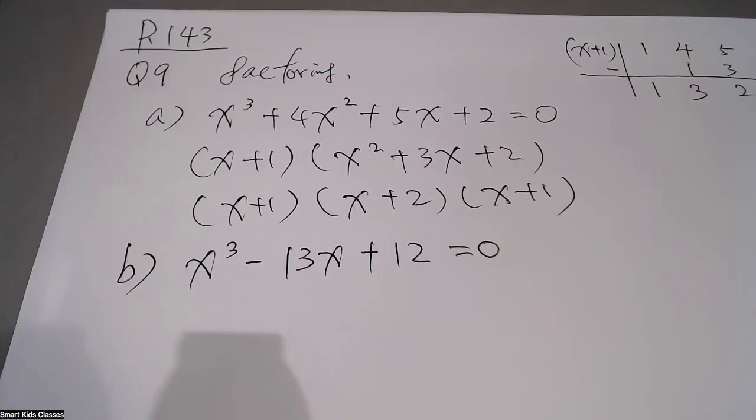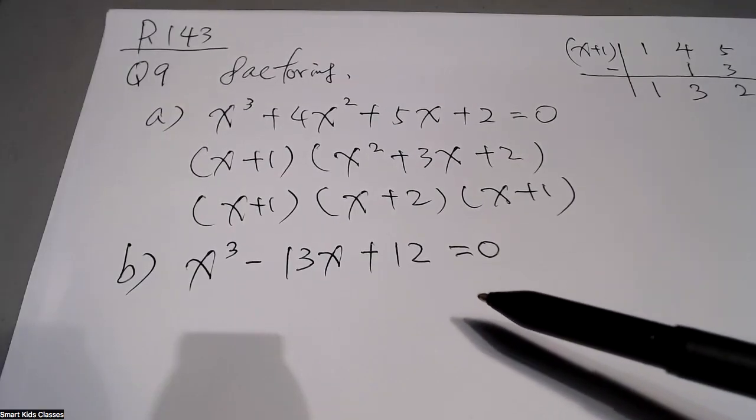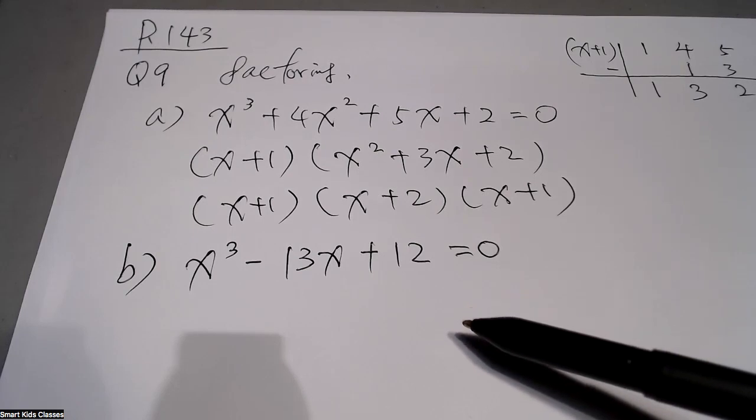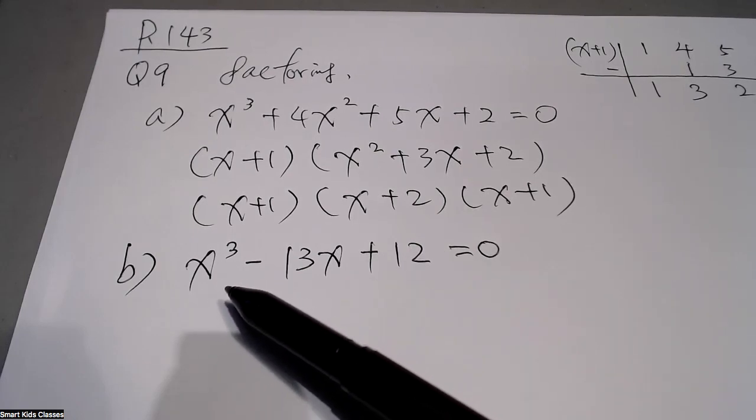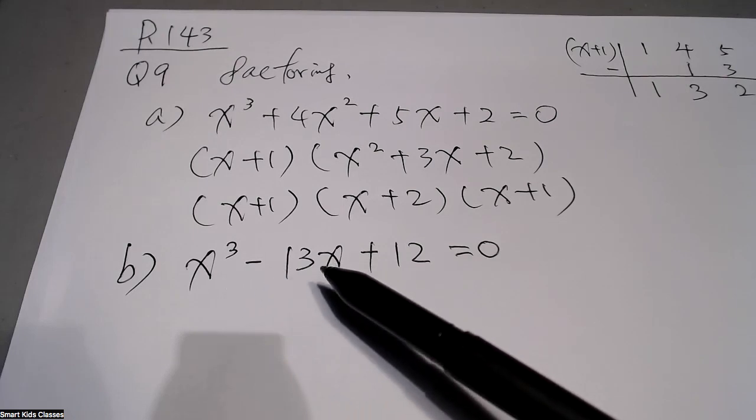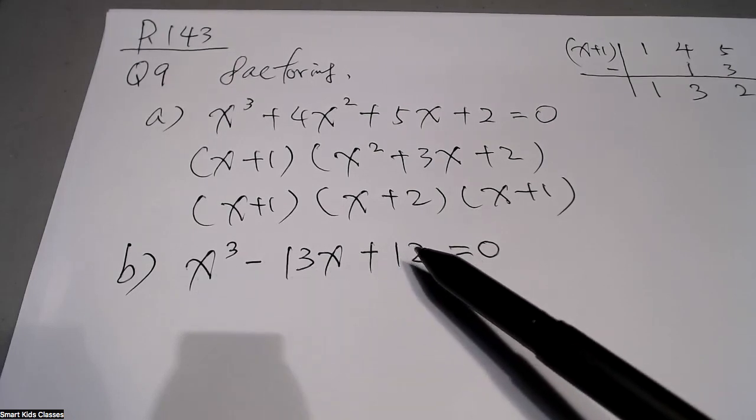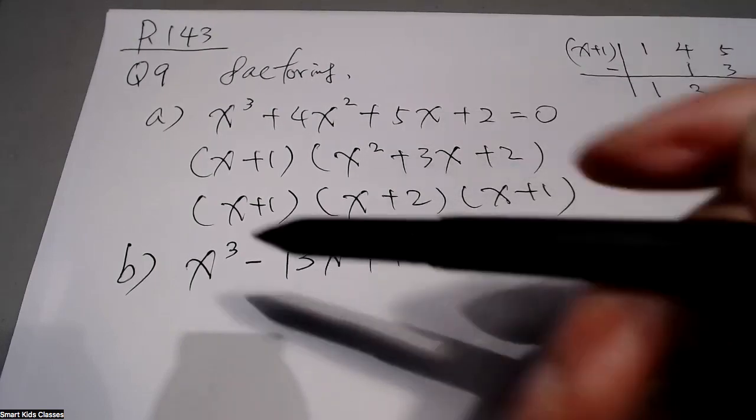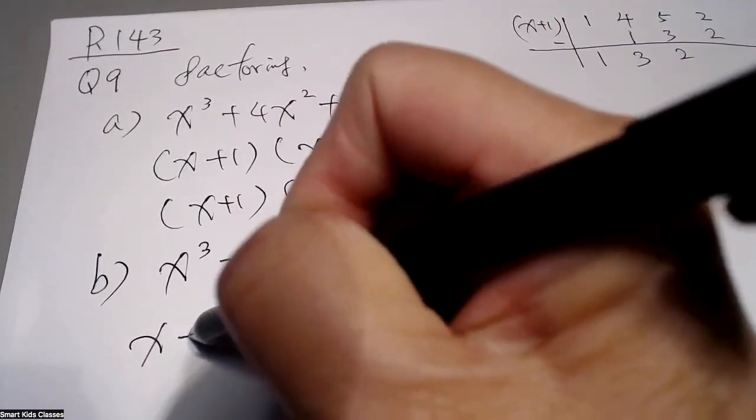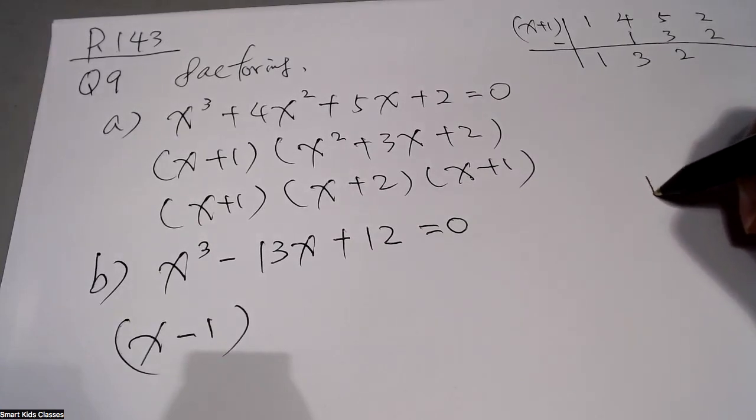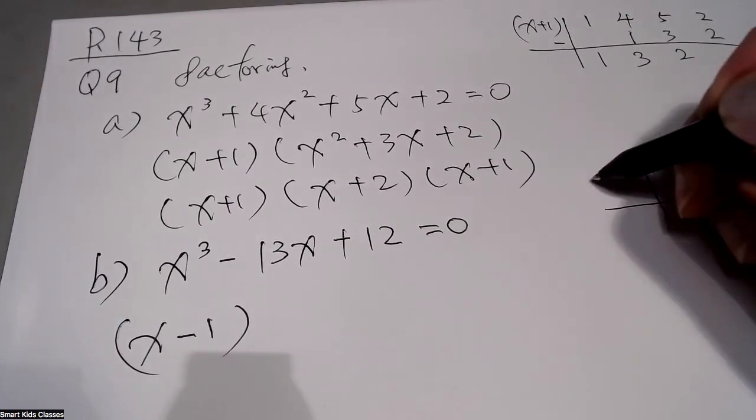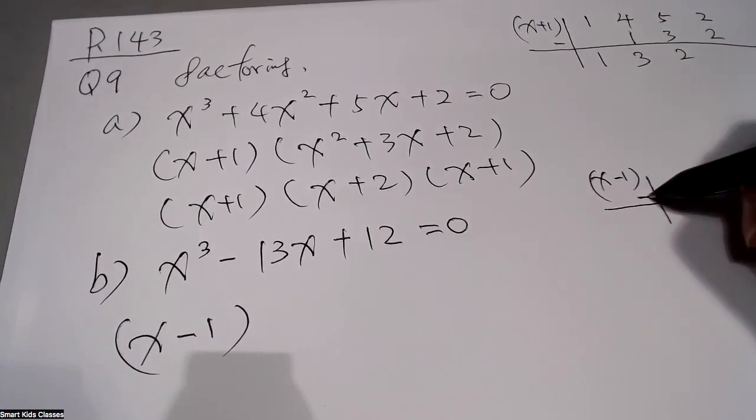Let's do B. Now B is x exponent 3 minus 13x plus 12. So how about we try the factor for a 1? Oh, 1 works because positive 1 plus 12 is 13. So we're going to put x minus 1. So we do a synthetic division here. So x minus 1, so we're going to use 1.